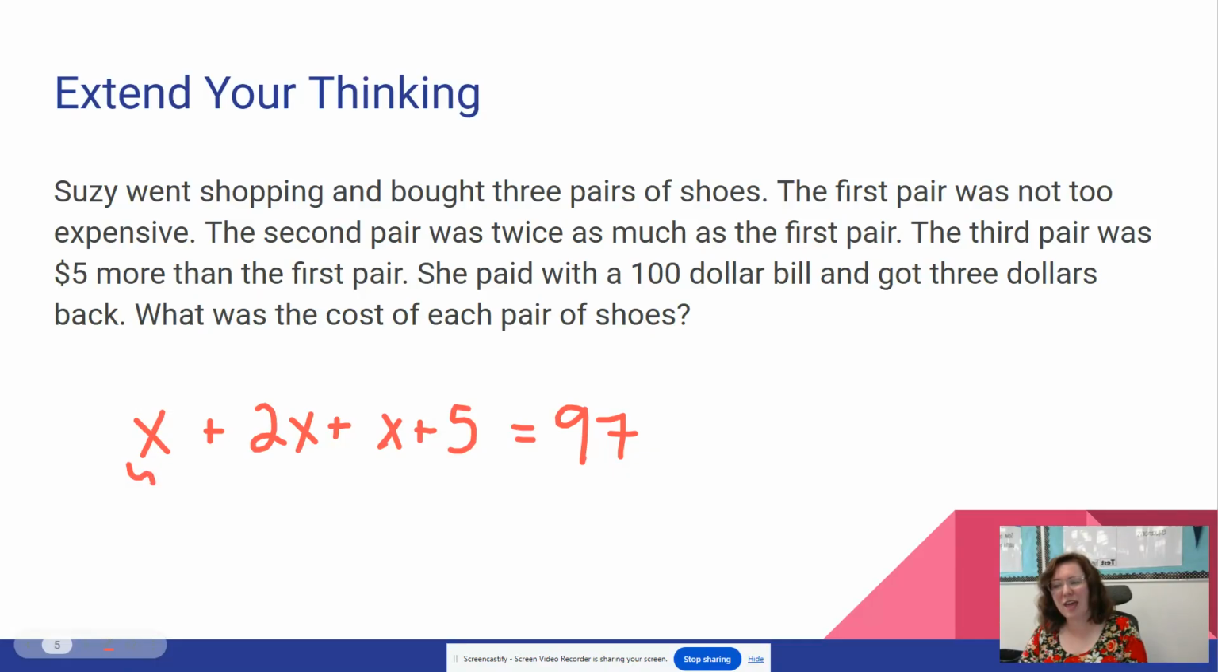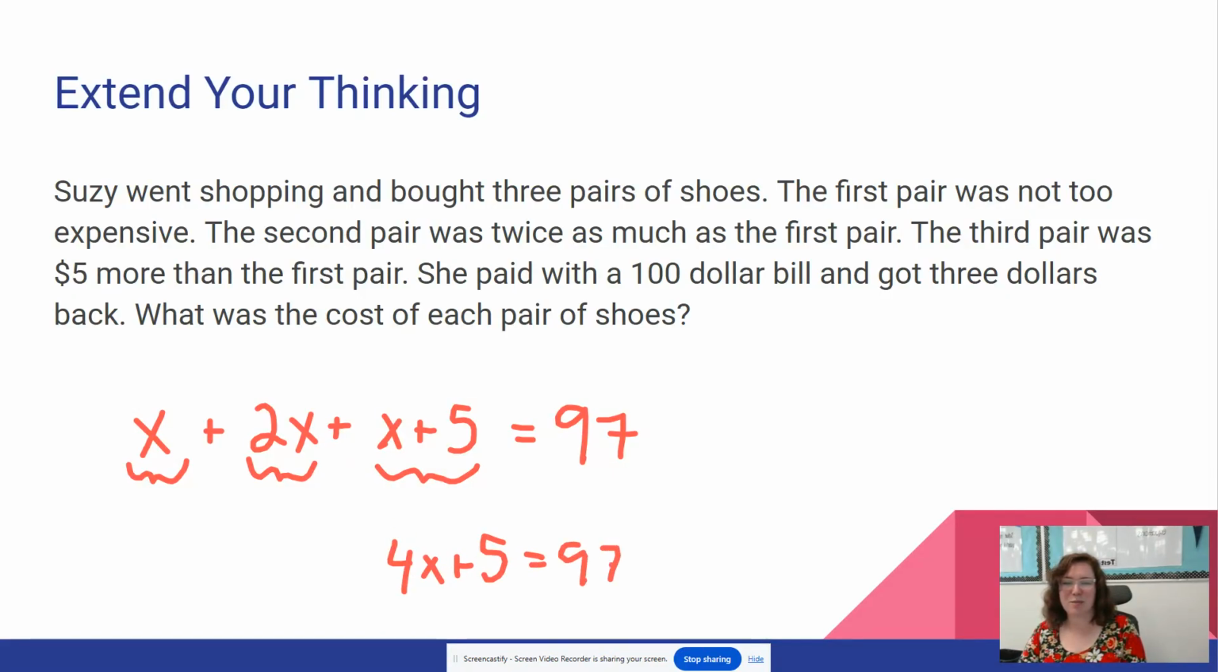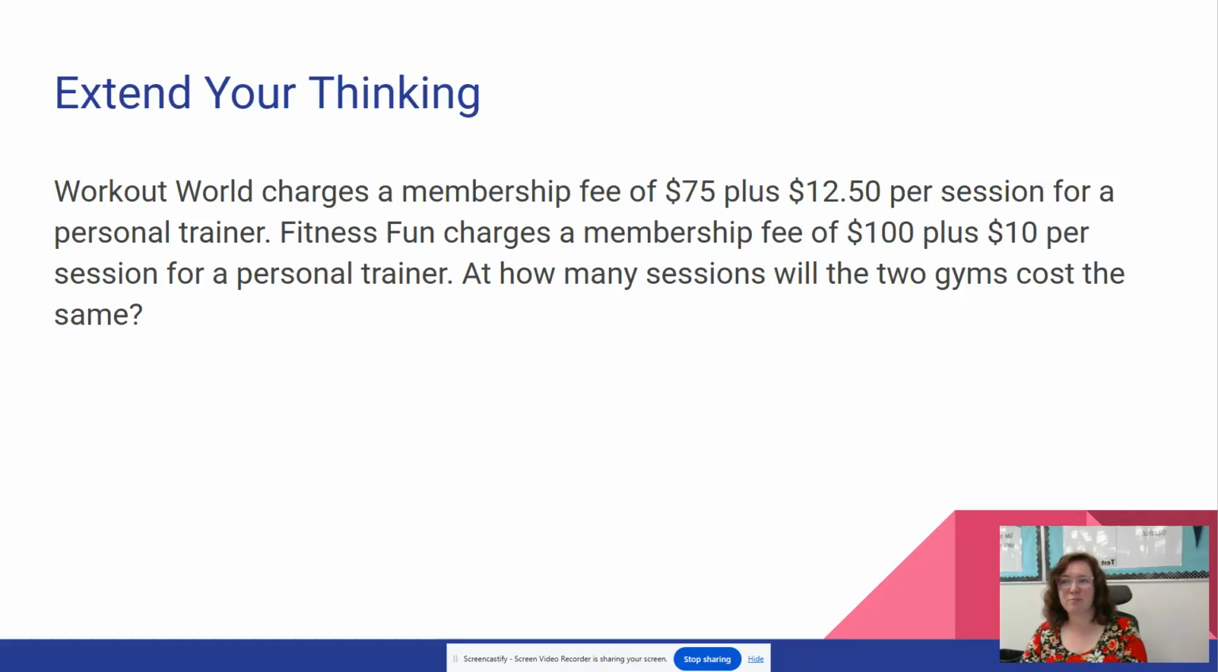So if I choose x as the first pair, then the second pair has to be 2 times x. And the third pair has to be the first pair plus 5. Now I can just combine like terms. I have 1, 2, 3, 4 x's plus 5 equals 97, and it's a 2-step equation. Subtract 5 on both sides and then divide by 4 on both sides.